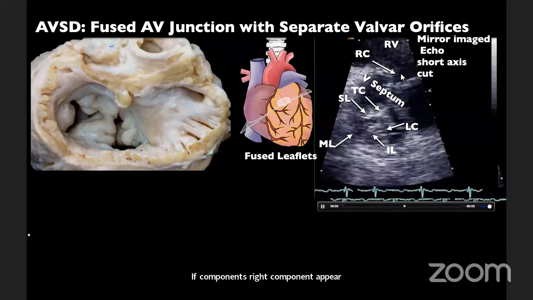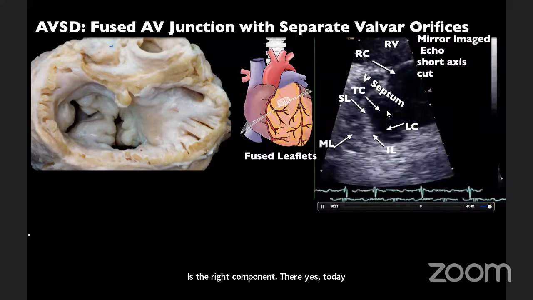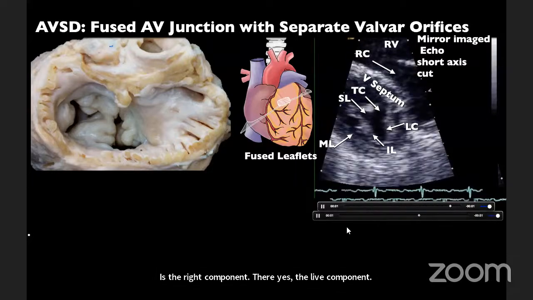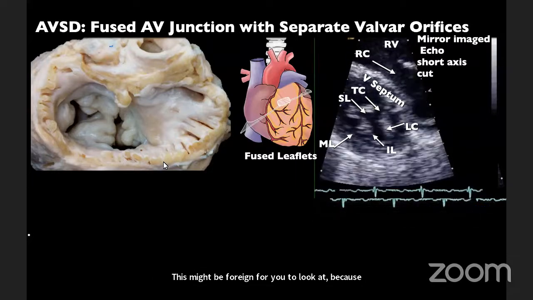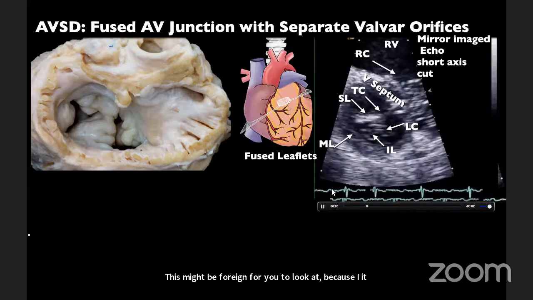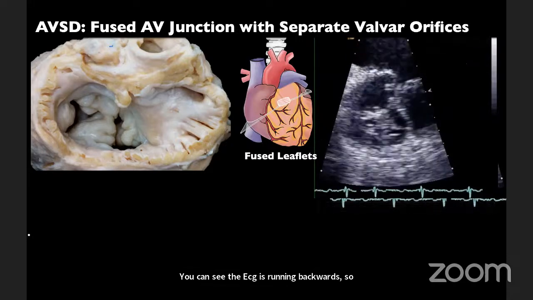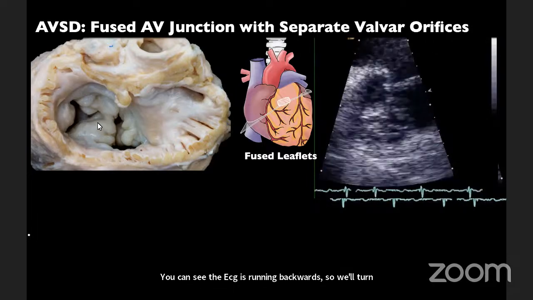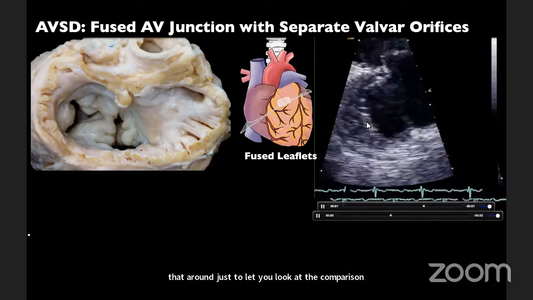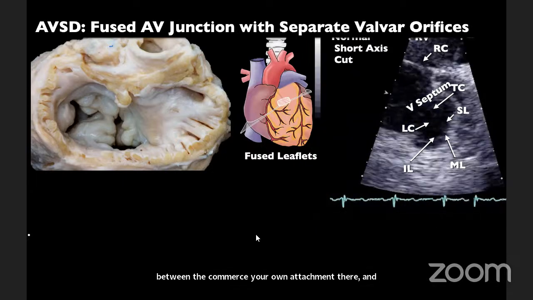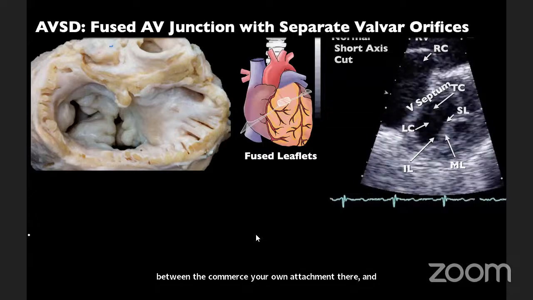There's the right component there. Here's the left component. There's the septal attachment there. This may be foreign for you to look at because I deliberately made it backwards. You can see the ECG is running backwards. So we'll turn that round just to let you look at the comparison between the commissural attachment there. And then we'll turn this around to look as we normally look at an echocardiogram.